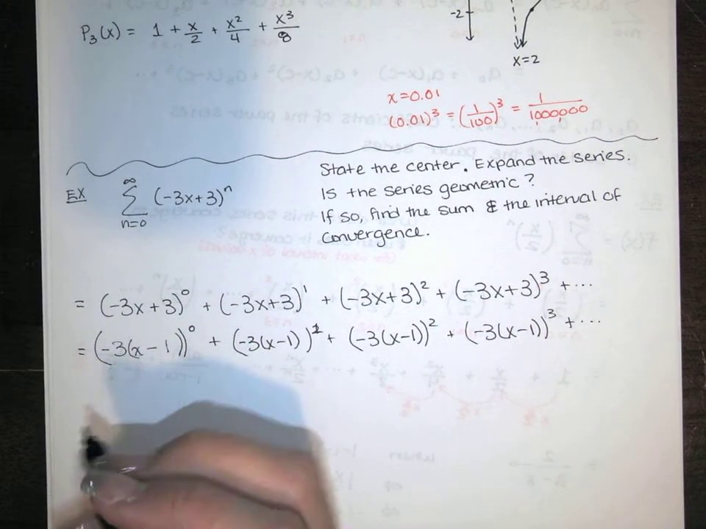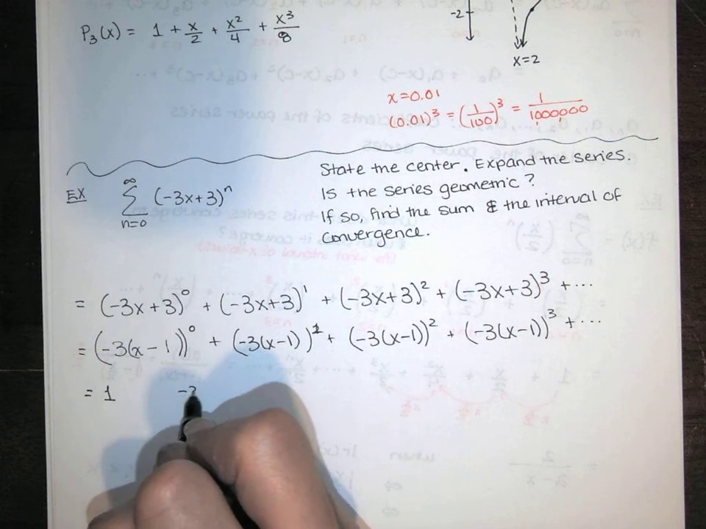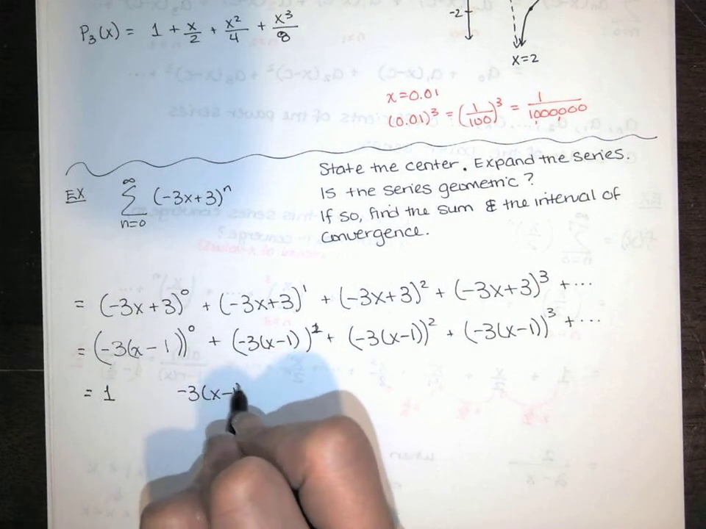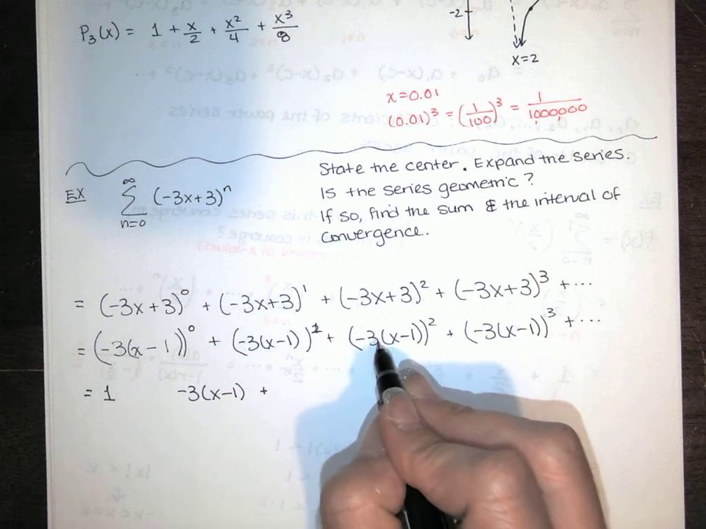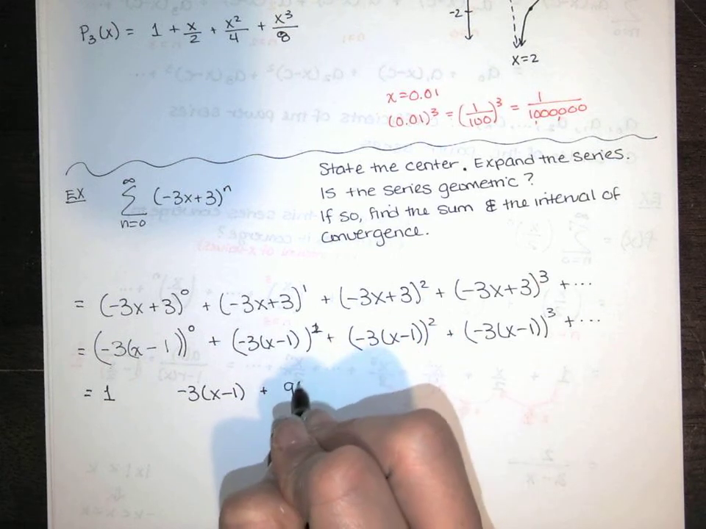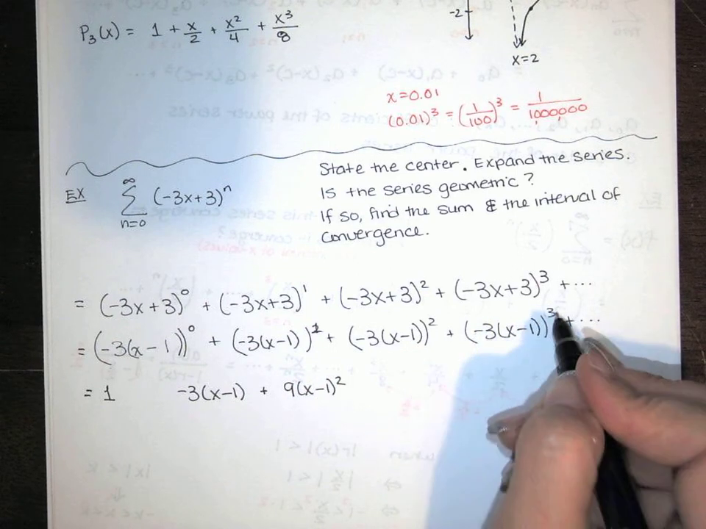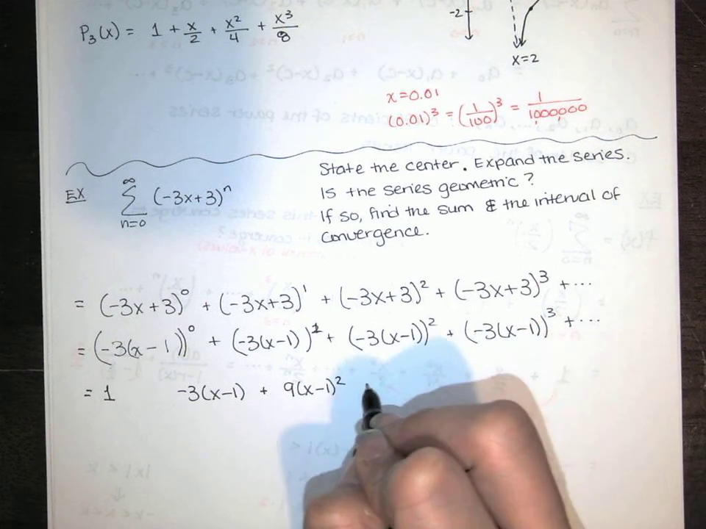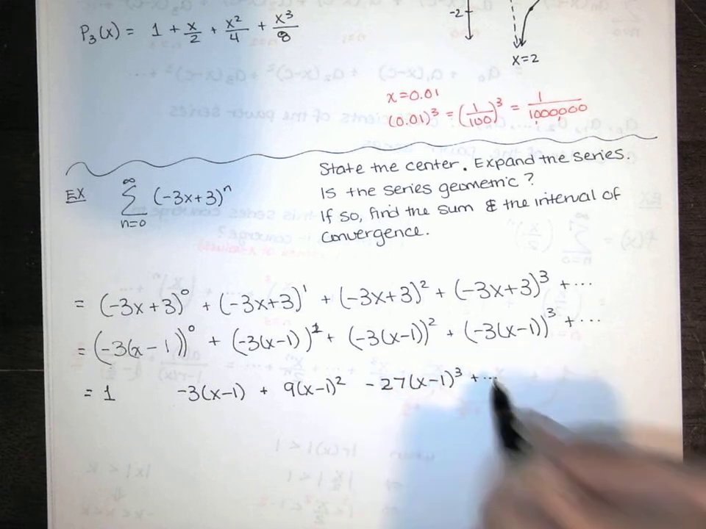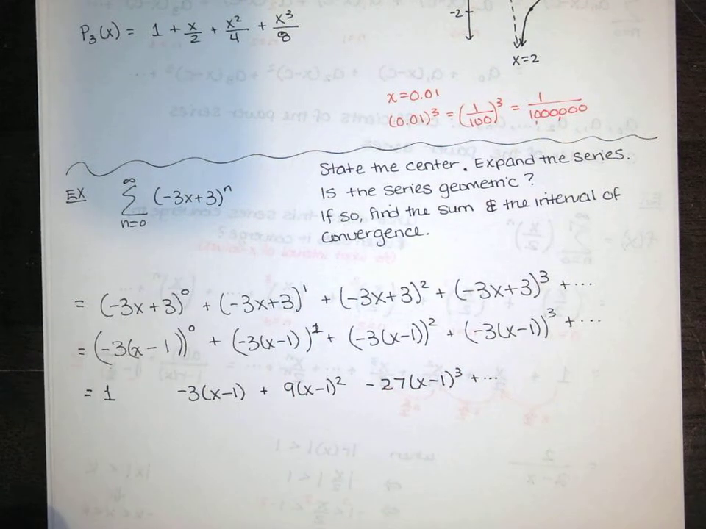And anything to the 0 is 1. And I've got a negative 3 times x minus 1 to the first, so that's negative 3 times x minus 1. And here I've got something times something squared, so I can square the first factor and square the second factor. And then I've got something times something cubed, so I can cube the first factor and cube the second factor. And we keep going. So this is the expanded form of that.